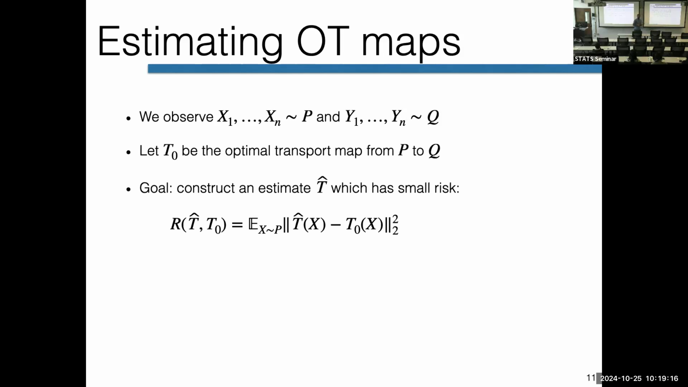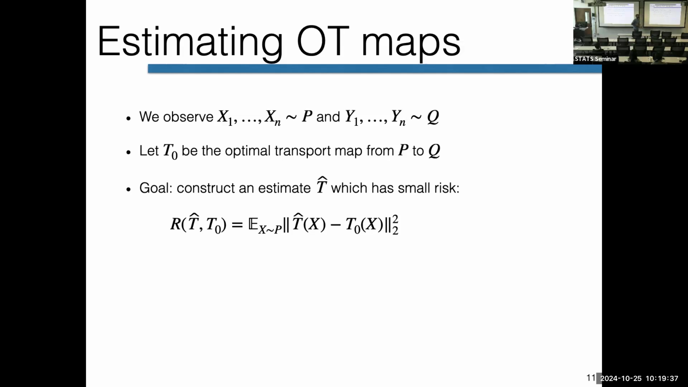So there's some population quantity T0 that you don't have a handle on. You get samples from the two distributions and you'd like to estimate it. So construct one that has small risk, that is, the expected distance between T hat and T0 in the squared sense is small. Okay, so this is the statistical question that we'll think about for a while. So this is the problem of estimating the optimal transport map.